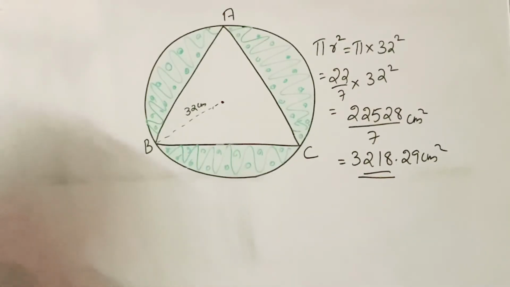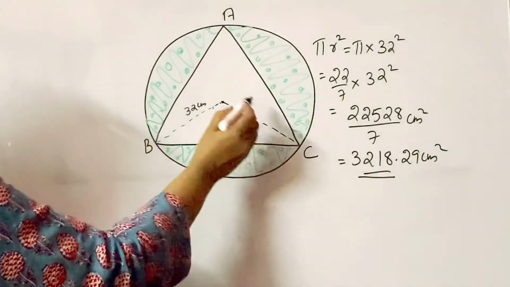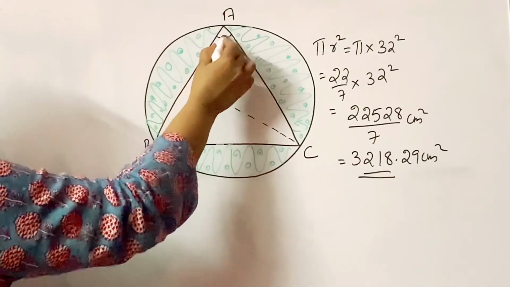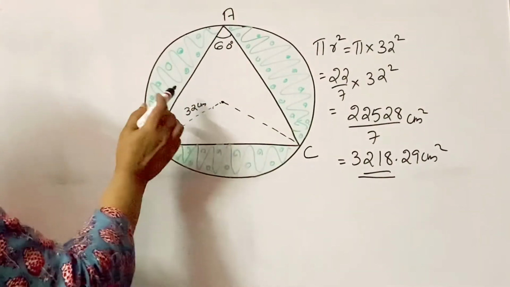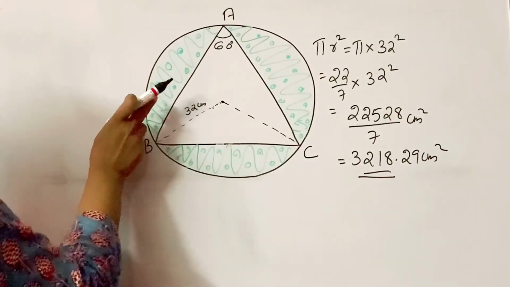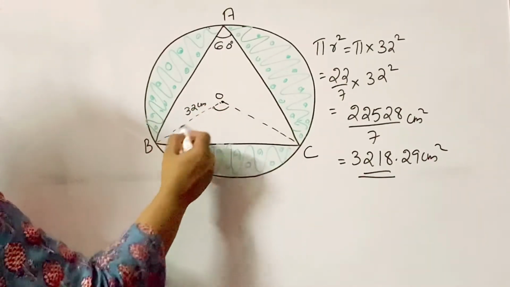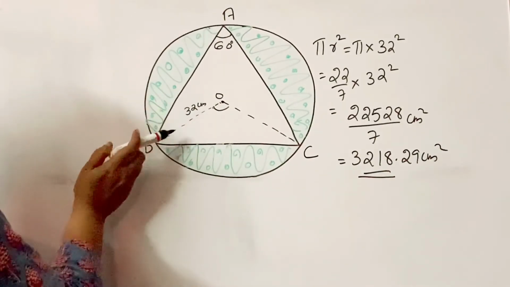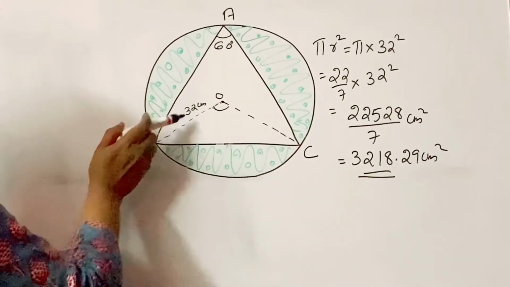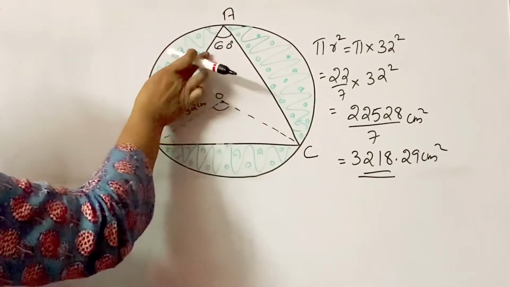Look here. What will be this angle? This angle is 60 degrees, because all the angles in an equilateral triangle are 60 degrees. Then what will be this angle, angle BOC? Look here, angle subtended by an arc at the center is double of this angle.